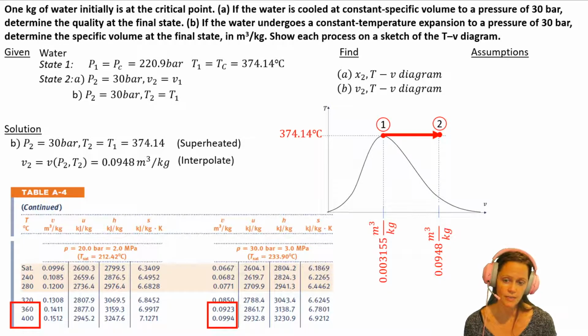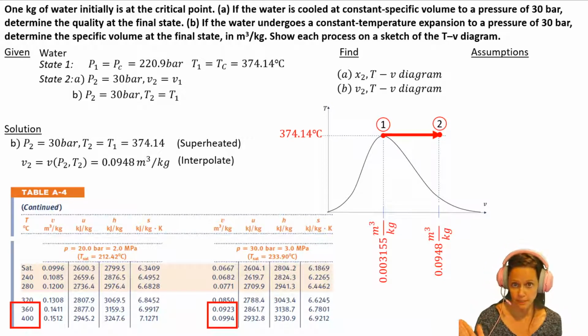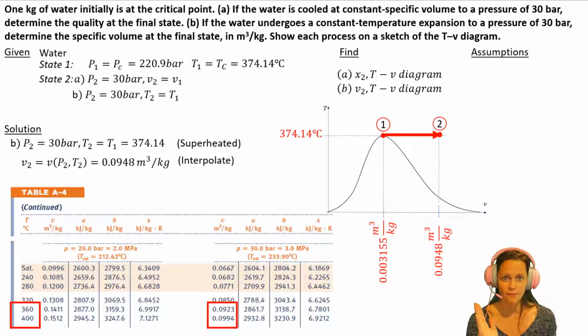And then you can also see on my TV diagram, I filled in that information. I've got my vapor dome, I've got T1 and T2 clearly labeled. I've got V1 and V2 clearly labeled. I've got the dots drawn in relation to that vapor dome, and I've got the process path drawn between them. So I'm all done. I'd get full credit for that problem.